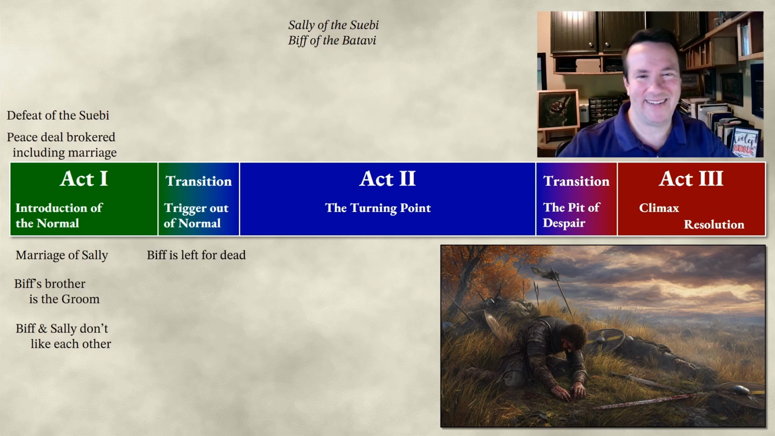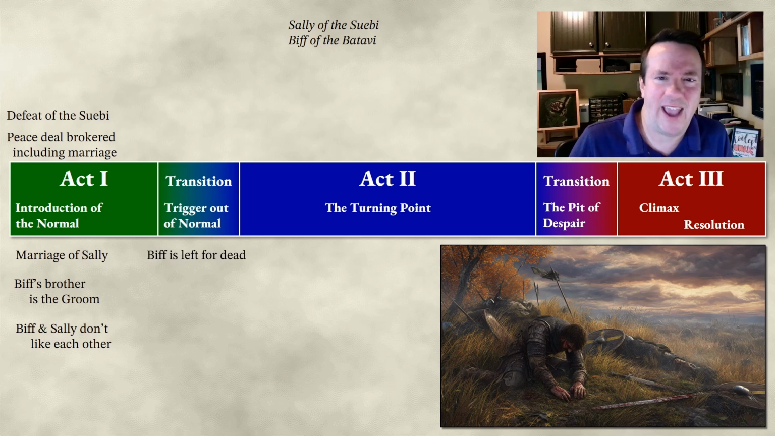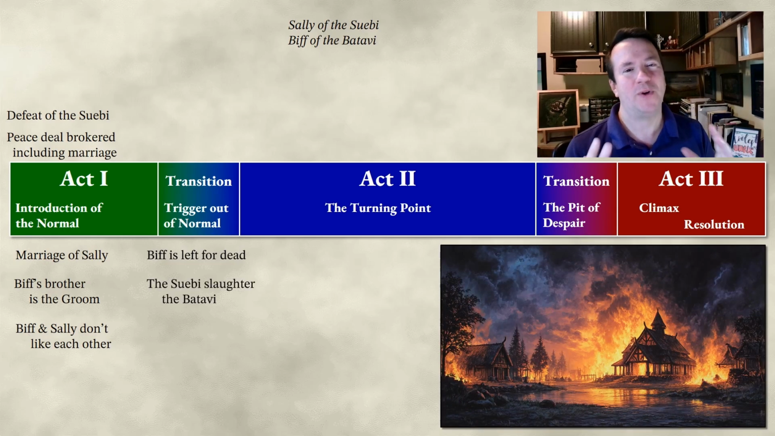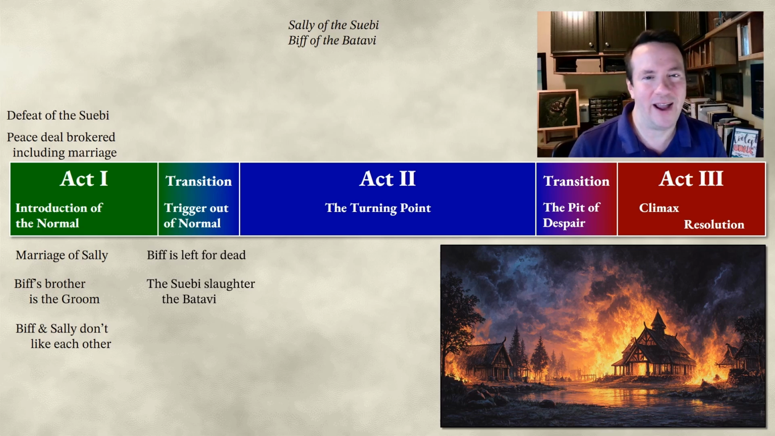Remember the idea that Sally's family is incensed at all the looted treasure when they come to the wedding? With that in mind, maybe Biff isn't left for dead out on some battlefield somewhere like I'd originally imagined it. No, he's left for dead when the Swebi return and slaughter the Batavi. That would be a cool transition point, wrapping up the narrative of Act 1 and shifting into full gear in Act 2. So let's solidify this transition point.